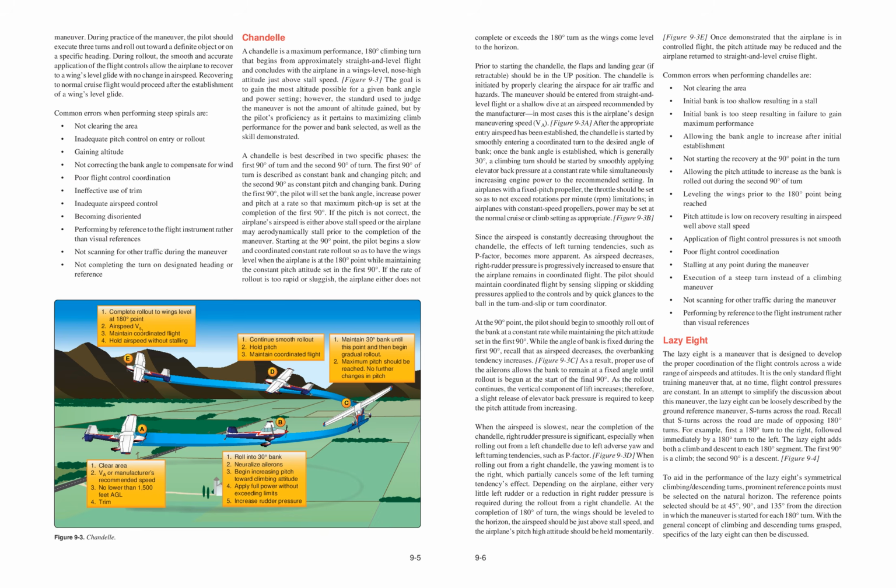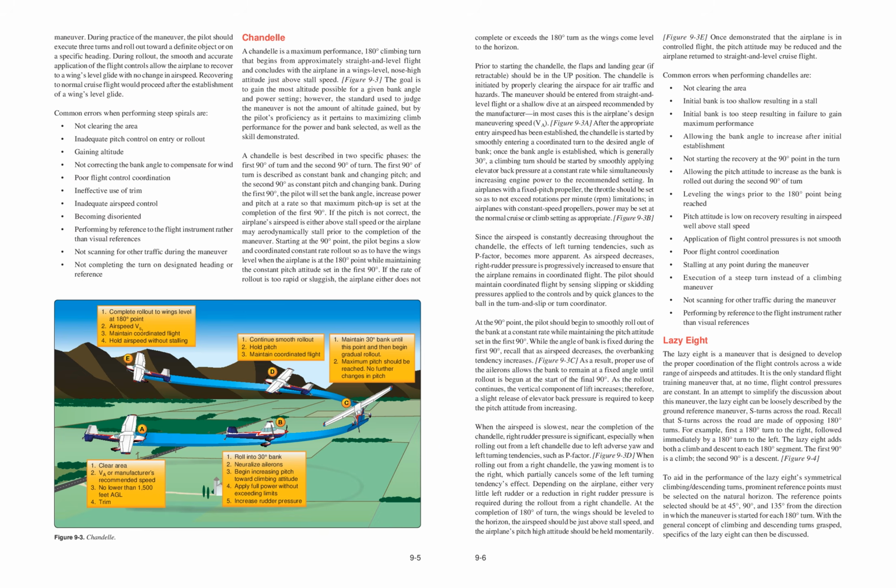Chandelle is a maximum performance, 180 degrees climbing turn that begins from approximately straight and level flight and concludes with the airplane in a wings level, nose high attitude just above stall speed. Figure 9-3. The goal is to gain the most altitude possible for a given bank angle and power setting. However, the standard used to judge the maneuver is not the amount of altitude gained, but the pilot's proficiency as it pertains to maximizing climb performance for the power and bank selected, as well as the skill demonstrated.